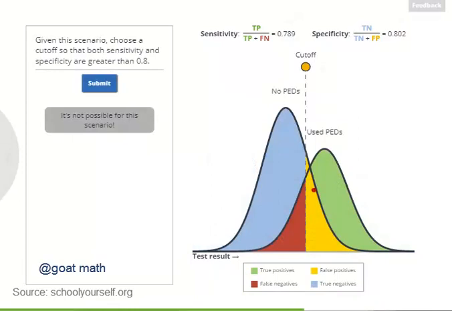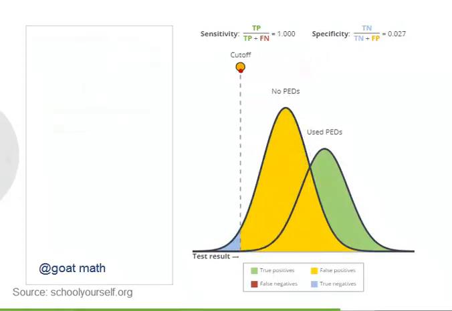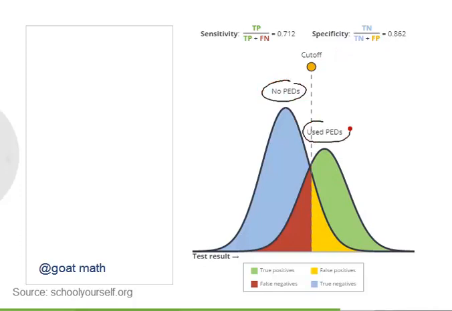So here's an example where the two groups overlap a lot. This makes it tougher to tell who's actually using PEDs, right? Try finding a cutoff where both the sensitivity and specificity exceed 0.8. And if you give up, click here instead. Yeah, having both sensitivity and specificity exceed 0.8 is impossible for this scenario. For a test to be a good test, the two populations should have as little overlap as possible.